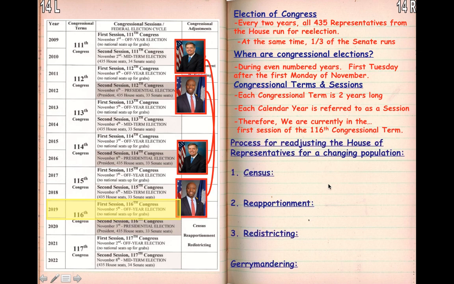Process for readjusting the House of Representatives for a changing population. So people move in, people move out, and we have to kind of move around those 435 representatives, right? Because, like I said, there are a lot of people moving into South Carolina. There are a lot of people moving out of Illinois. There are a lot of people moving into Colorado. So we have to readjust how many people are in the House for which state.